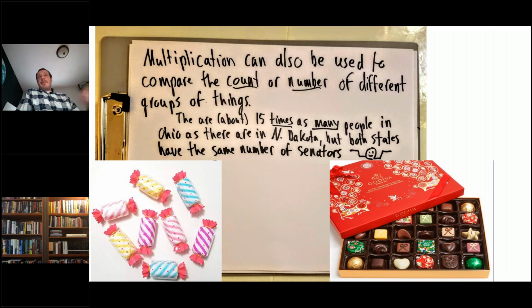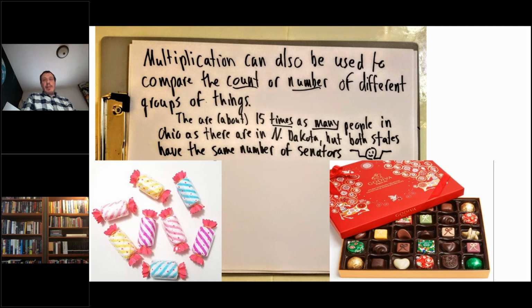So multiplication, we talked about counting groups of equal size. There are a couple other things that multiplication can be used for. Multiplication can be used to compare the count or the number of different groups of things. So you can read that little example. I hope nobody's offended that I got a little bit political.